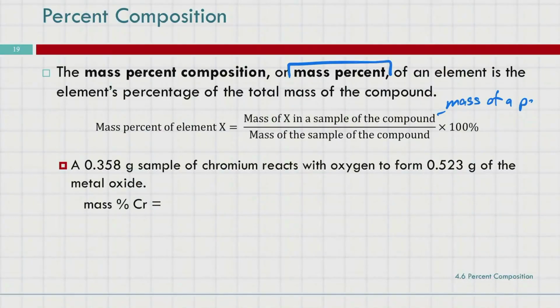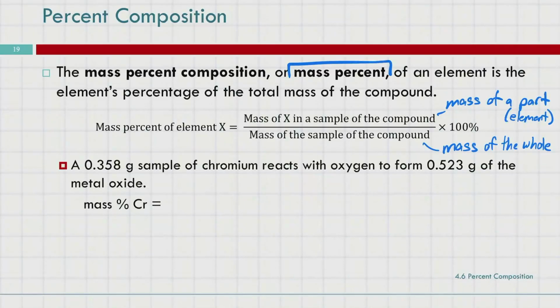So mass of a part, in this case an element, over the mass of the whole, whole with the W, because voids don't have mass unless they're black cats. And then since it's a percent, we multiply by 100%. Otherwise, it would be a mass fraction.